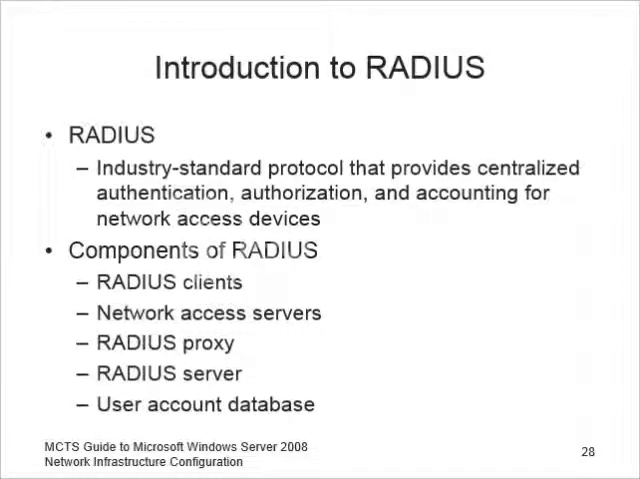Fourth, a RADIUS server, which is used on networks to perform authentication, authorization, and accounting for RADIUS clients or convey authentication requests to other centralized authenticating systems, such as Active Directory. And finally, the user account database, which is the database used by the RADIUS server to authenticate users. This can be either a directory-based database or a local security account management database.